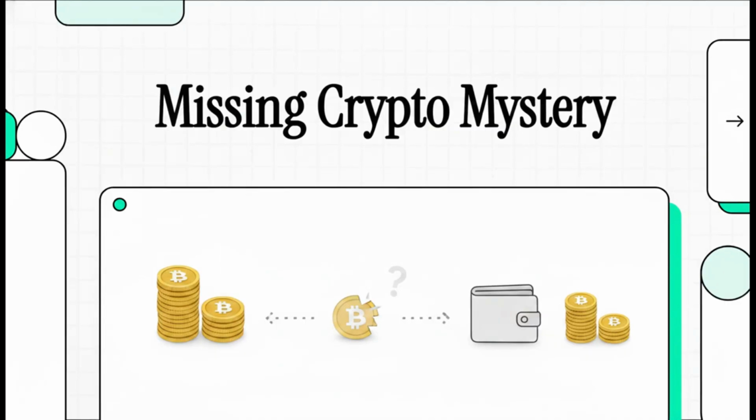So, have you ever experienced this incredibly frustrating yet kind of universal moment? You go to send a specific amount of crypto from your wallet to a friend, or maybe to another platform. You carefully type in the exact amount, you double check the address, you click send, and you wait. But when the transaction finally completes, you realize the recipient got slightly less than what you originally sent. It's like some tiny fraction of a token just vanished into thin air along the way.